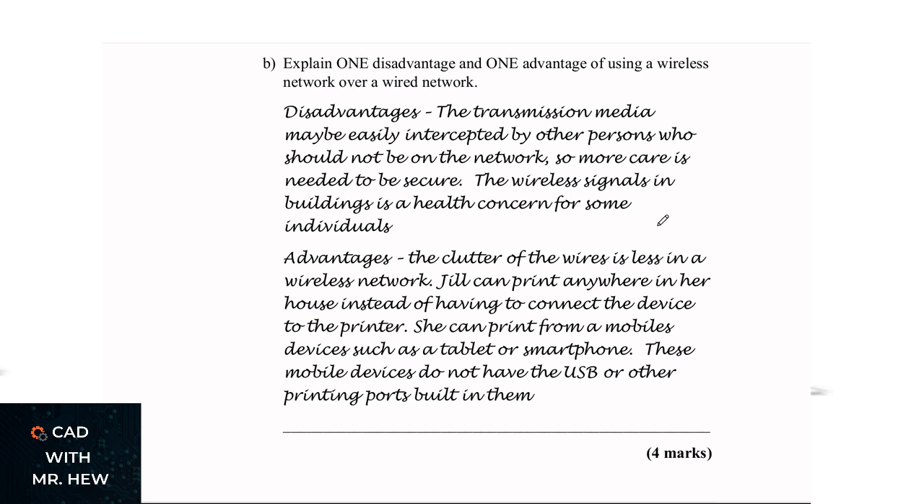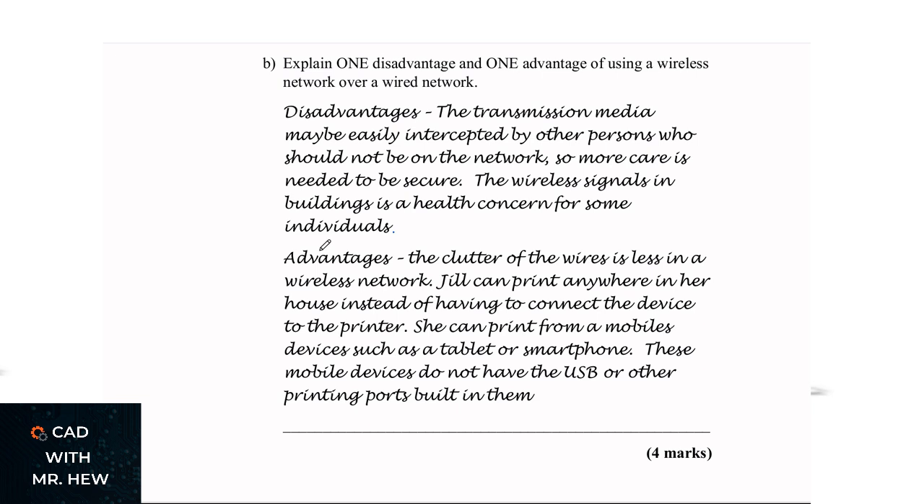All right. Explain one disadvantage and one advantage of using a wireless network over a wired network. So the disadvantages are the transmission media may be easily intercepted by other persons who should not be on the network. So more care is needed to be secure. The wireless signals in buildings is a health concern for some individuals.